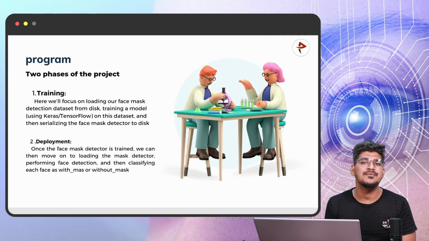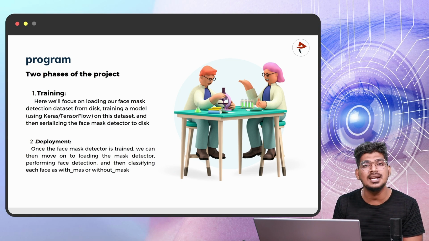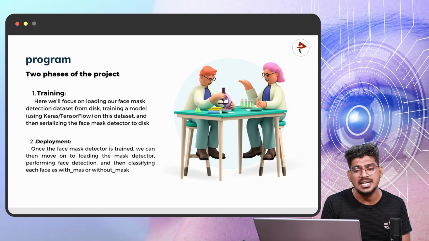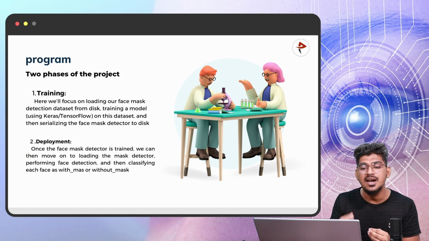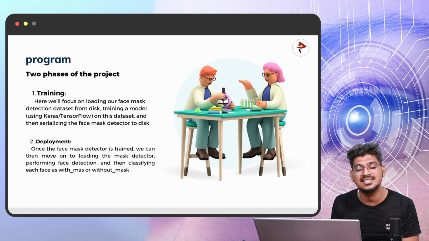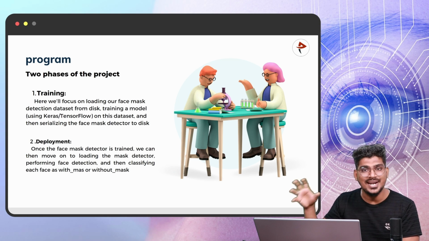After that, what are the program phases? Here we are going to follow two different phases. First one is training the model and the second is deploying the model. Here we will focus on loading our face mask detection data set from the disk, because that will be more helpful for training the model. Based on the features, it will help to detect faces with a face mask or without a face mask. We train the model using a convolution neural network. That is the training process.